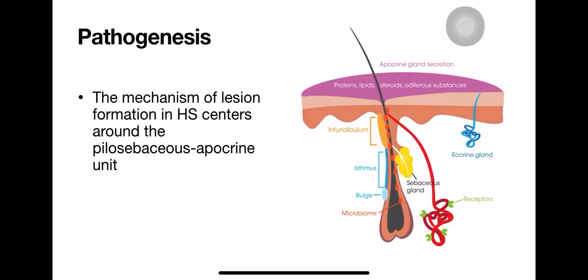So moving on to the pathogenesis, the mechanism of lesion formation in HS centers around the pilosebaceous apocrine unit, which contains a hair follicle associated with sebaceous and apocrine glands. Sebaceous glands secrete sebum, a group of complex oils that lubricate the skin, whereas apocrine glands drain oily sweat through a dermal duct that passes through the hair follicle by a coiled acrosyringium above the sebaceous gland.